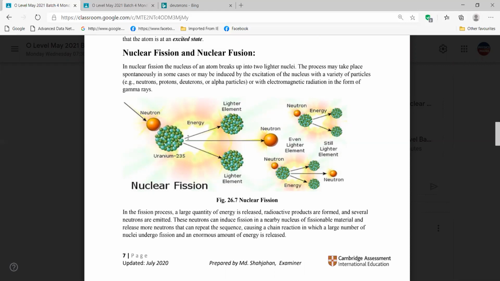So in nuclear fission, in this example, we have one uranium 235, which is absorbing one neutron. Why would it absorb a neutron when it already is stable? It's not actually stable.